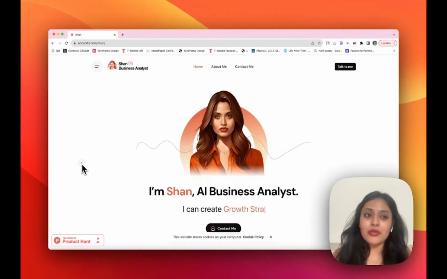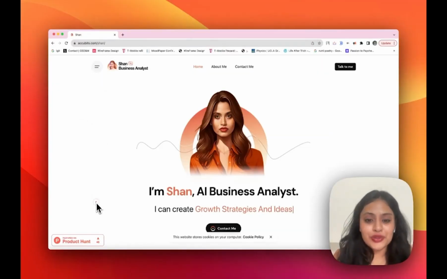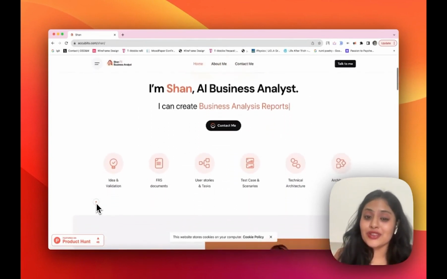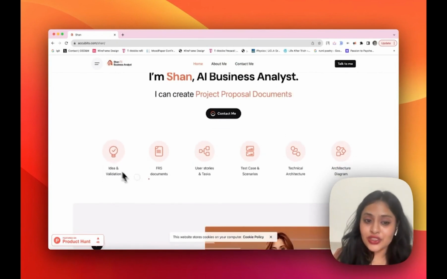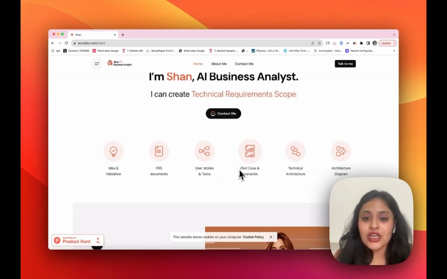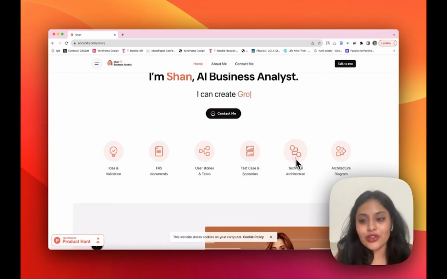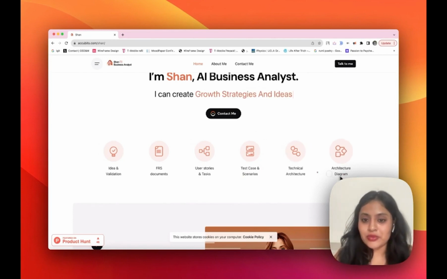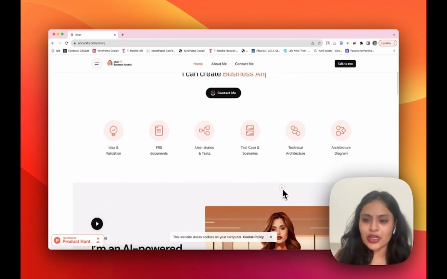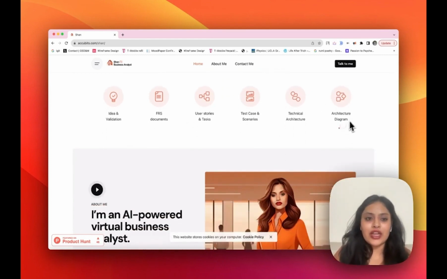So let me walk you over to what we have done so far. This is the website that you can come into, Accubits.com at Shan, to register for demos, or even if you just want to talk to us. Some of the things that Shan AI can do is validate your ideas, create these documents, the FRS documents, and understand what would be the user stories or the task for a particular product, create test case and scenarios, technical architectures, and architecture diagrams.